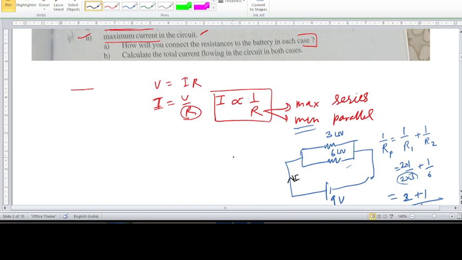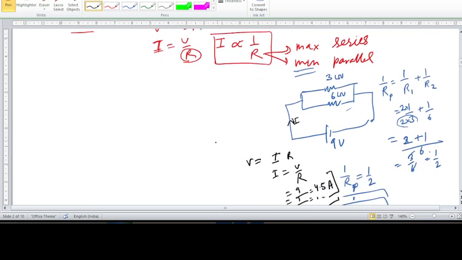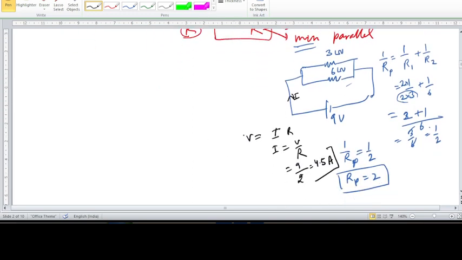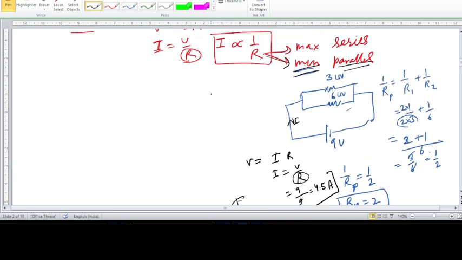Maximum resistance. No, no. This is maximum current. Why? Because resistance is minimum. Resistance is minimum in the parallel combination, and in the parallel combination this is the minimum resistance. So current will be maximum. So this is I max. I max means current max.